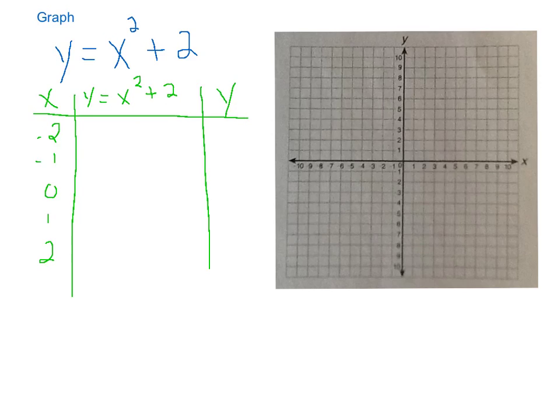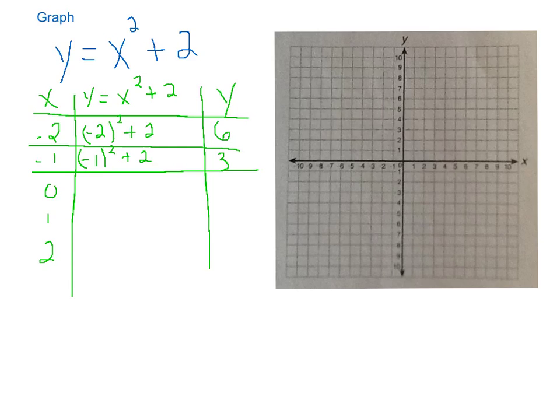If we put negative 2 in here, we have negative 2 squared plus 2. Well, negative 2 times negative 2 is 4. 4 plus 2 is 6. Continuing on, if I put negative 1 in there, I'm going to square that and then add 2. Negative 1 times negative 1 is 1. 1 plus 2 is 3. If I put 0 in there, if I square 0 and then add 2, 0 times 0 is 0. 0 plus 2 is 2.